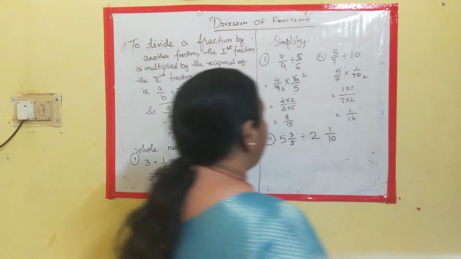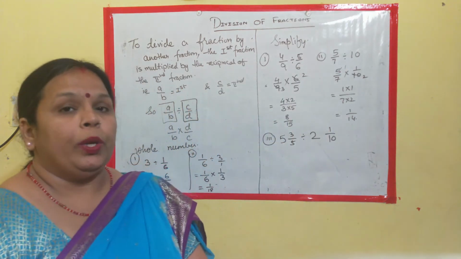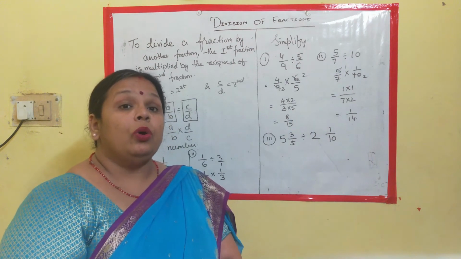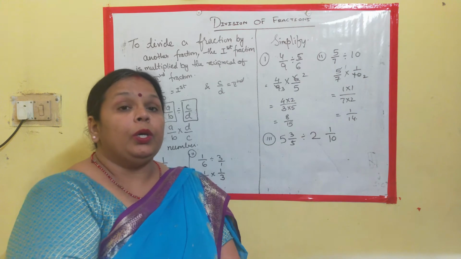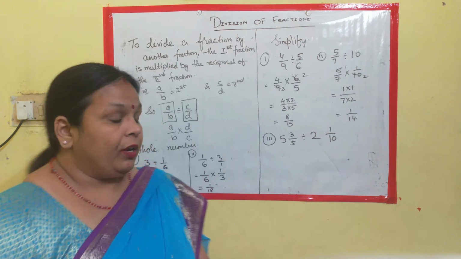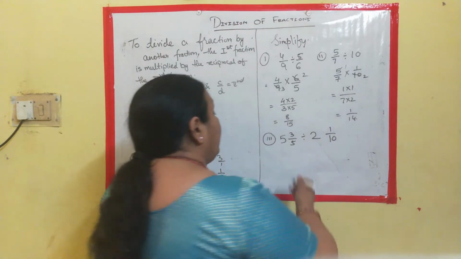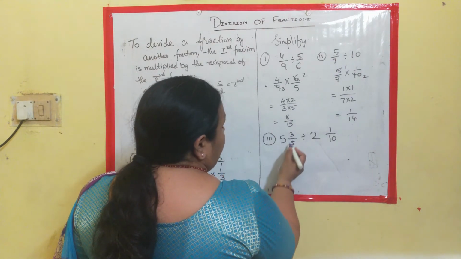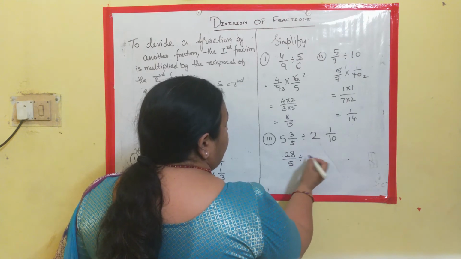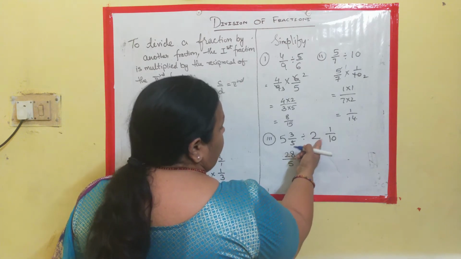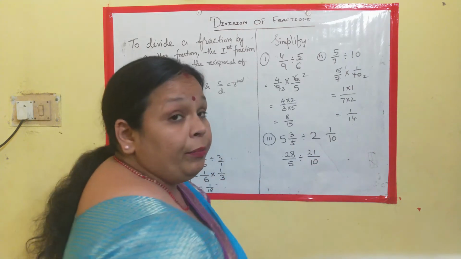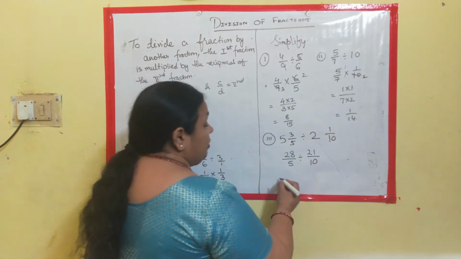So if it is 5 and 3 by 5 divided by 2 and 1 by 10, then what I said, the first step needed is to convert the mixed fractions into improper fractions. So 5 fives are 25, 25 plus 3 is 28 by 5, divided by 2 tens are 20 plus 1, 21 by 10. Clear? Now what is your second step?